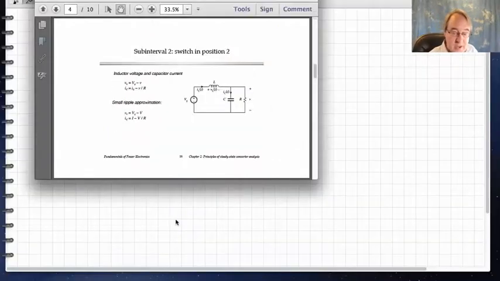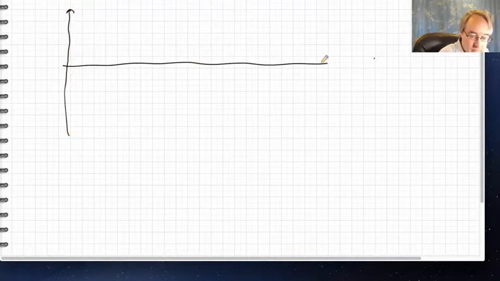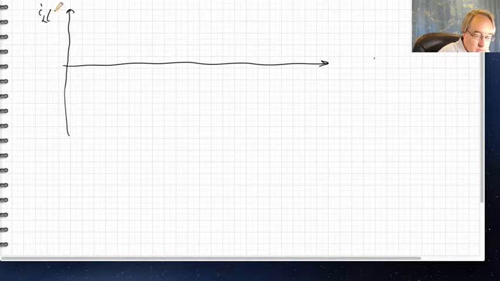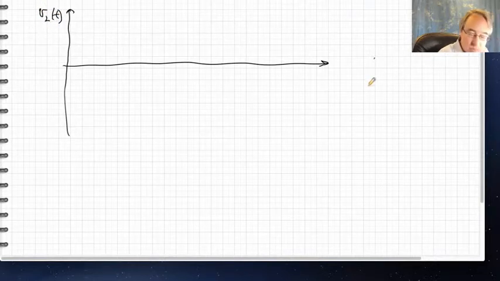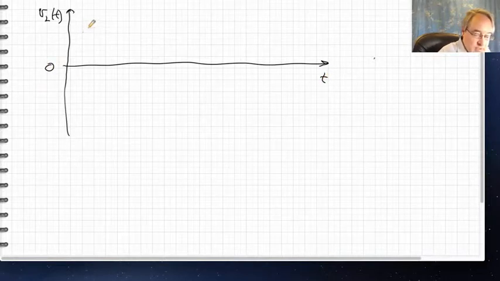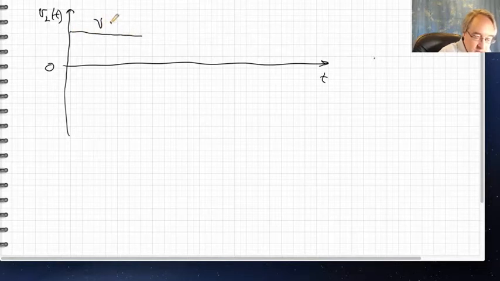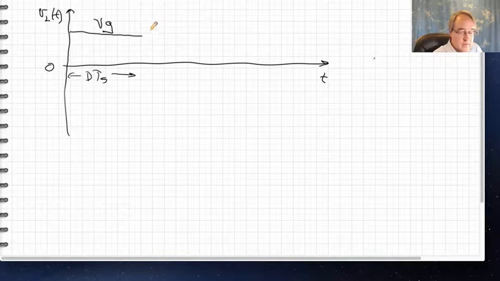Okay, let's sketch the waveforms now. So the inductor voltage waveform we need to sketch in order to apply volt-second balance. And what we found was that the inductor voltage during the first interval was equal to Vg, and that's for an interval of length dTs. Okay, and that's supposed to be a straight line equal to capital Vg.